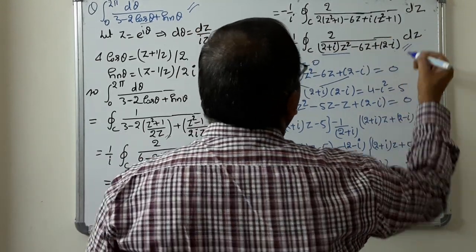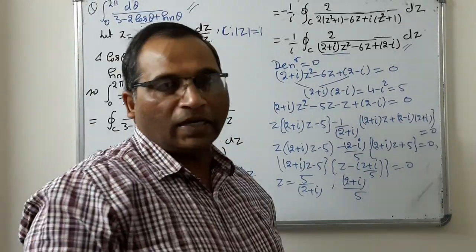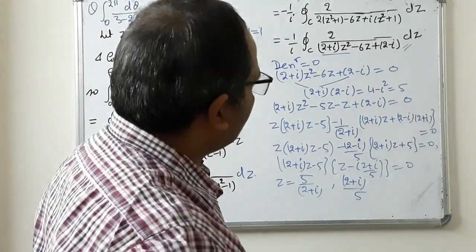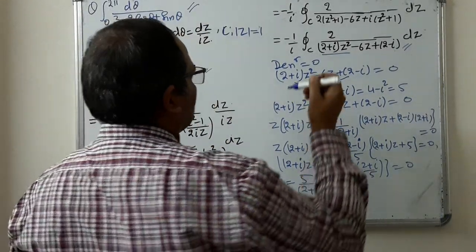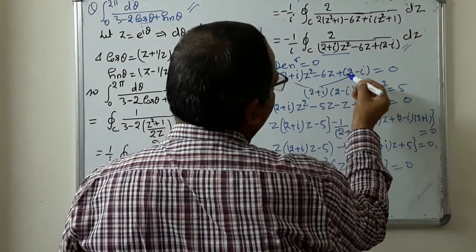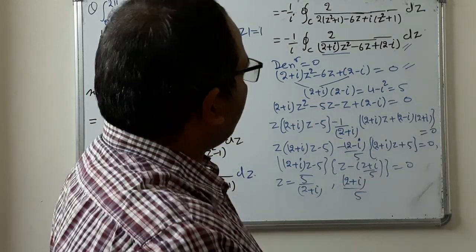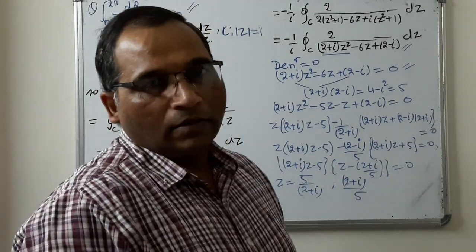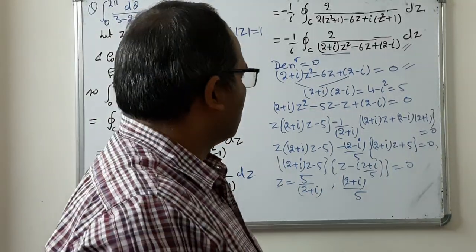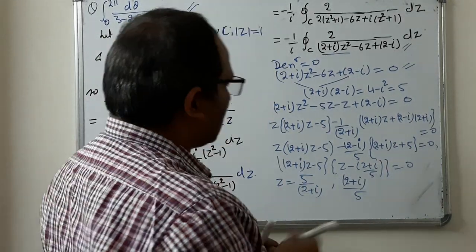Now you can see this is a complex integration, and we can find the value of this integration by the residue theorem. For the residue theorem, we have to find the singularities of this integration. So put the denominator as 0. We get (2 + i)z² - 6z + (2 - i) equal to 0. Now think, can we apply here the quadratic formula, that means (-b ± √(b² - 4ac))/2a? What do you think? No, we cannot apply the quadratic formula here.